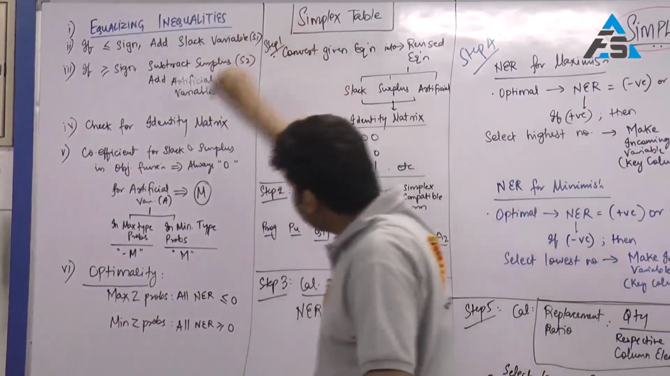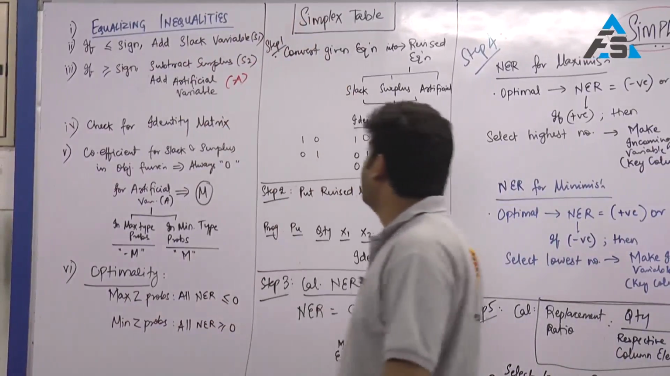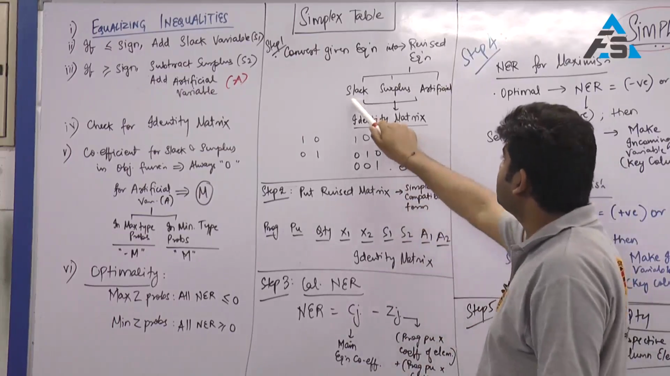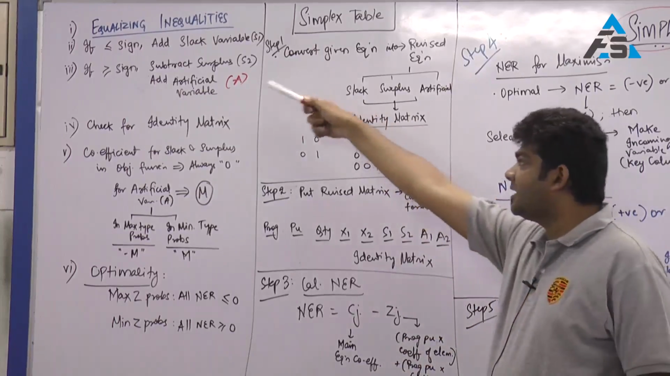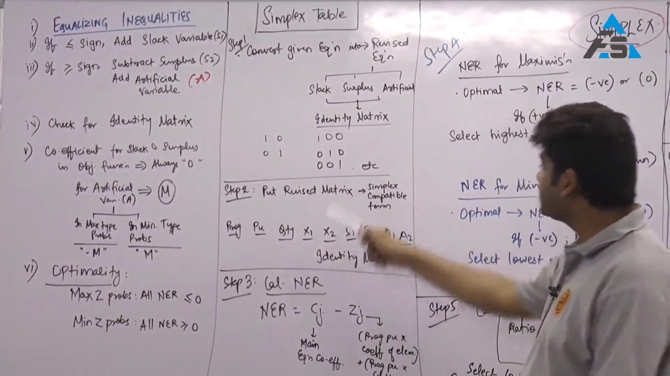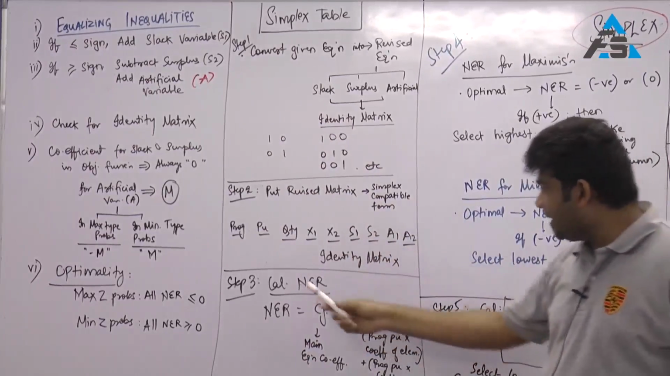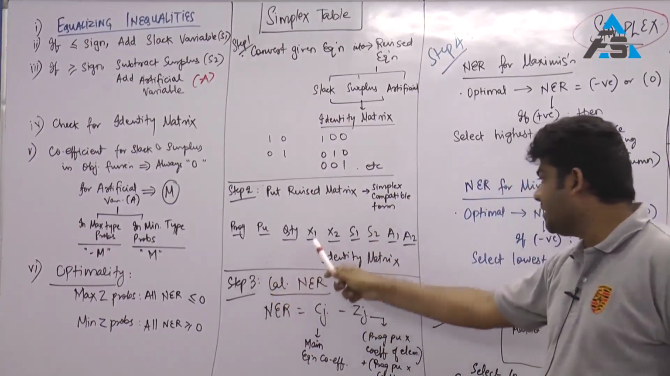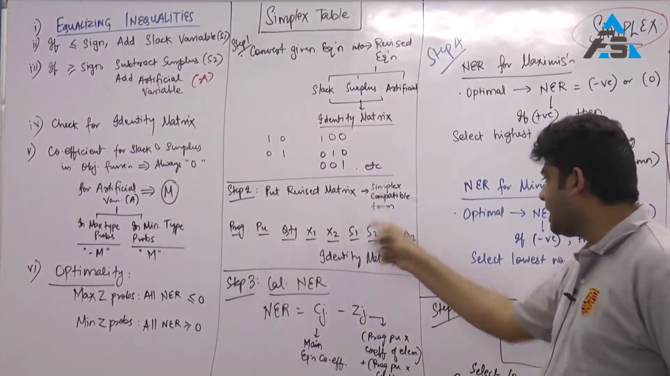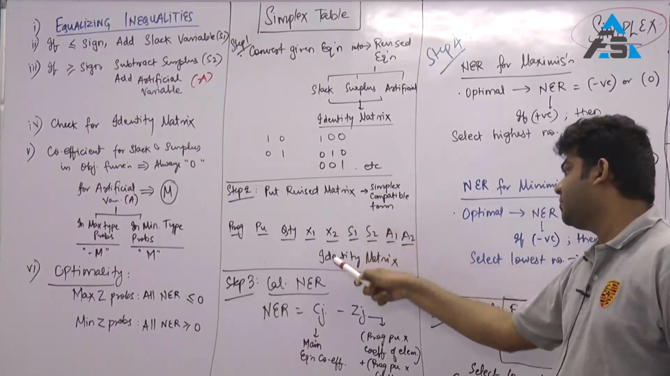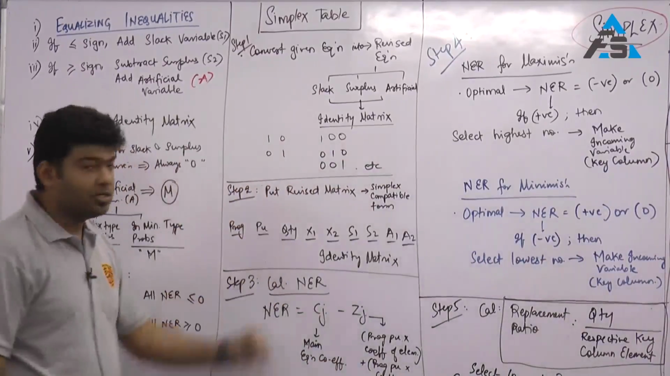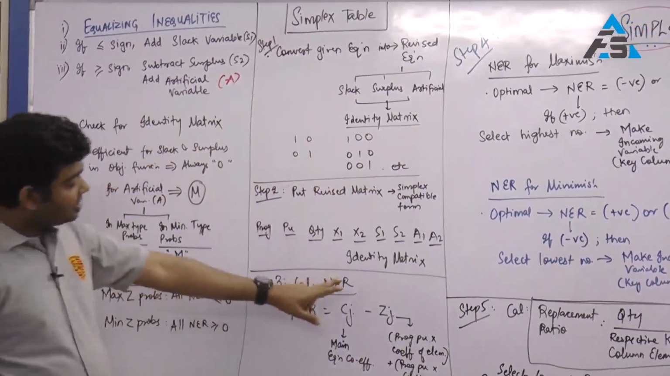So these are the initial steps that we need to take care of. Step 1: convert the given equation into a revised equation. How do you do that? Slack, surplus variable add करने के बाद. Then step 2: put revised matrix in a simplex compatible form. What is a simplex compatible form? Program, per unit quantity, x1, x2, s1, s2, a1, a2. This is just a pro forma, just a sample. In this simplex compatible form, you should also have the identity matrix, and based on that you can start with your simplex process. Step 3: calculation of NER.